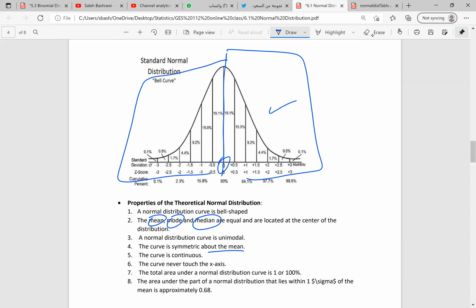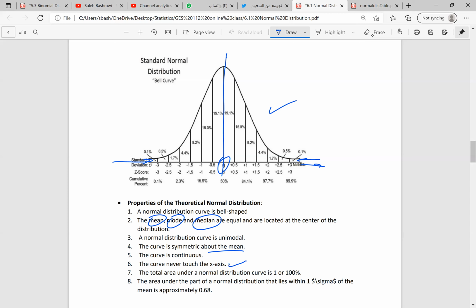The curve never touches the x-axis. This is the x-axis. The curve almost touches it, but it does not. It is very close to the x-axis, but it is not touching it. In some fields, we call this a horizontal asymptote. The x-axis is the horizontal asymptote for the graph of the normal distribution. It is not touching the curve.